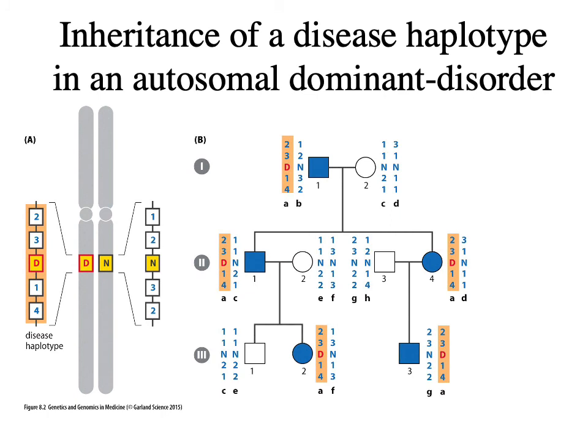This slide shows inheritance of a disease haplotype in an autosomal dominant disorder. In A, the disease locus, highlighted by the yellow box, can be imagined to have 2 alleles, the D, or diseased allele, and the N, or the normal allele. Here, we also consider alleles at 4 marker loci that are physically located very close to the disease locus, for example, within 0.5 megabase.